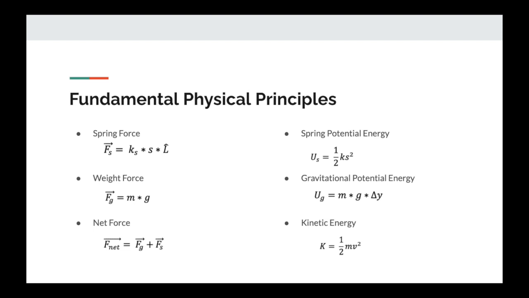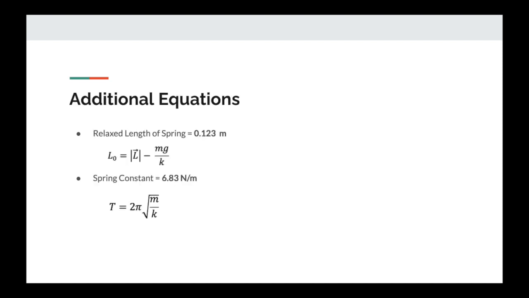We also look at the net force on the mass, which is comprised of the spring force and the weight force. These are calculated using the equations on the left. Additional equations used in this experiment are used to calculate the relaxed length of the spring and the spring constant, which is based off the equation for the period of oscillation.